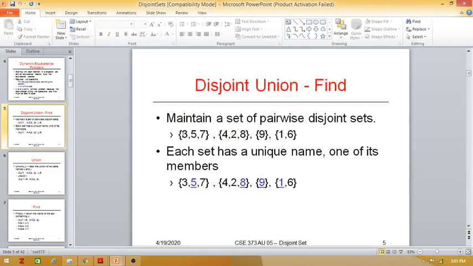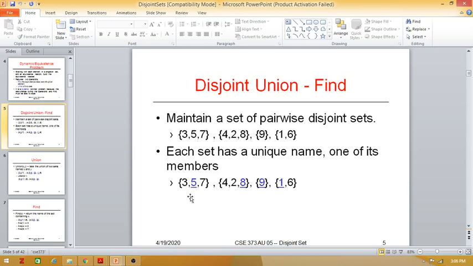Here you can see there are four sets. The first set is {3, 5, 7}, the second set is {4, 2, 8}, the third set is {9} and the fourth set is {1, 6}. They are disjoint sets. Some elements are colored in blue, which means they are the representatives. In {3, 5, 7} the representative is 5, in {4, 2, 8} the representative is 8, in {9} the only element is the representative, and in {1, 6} the representative is 1.